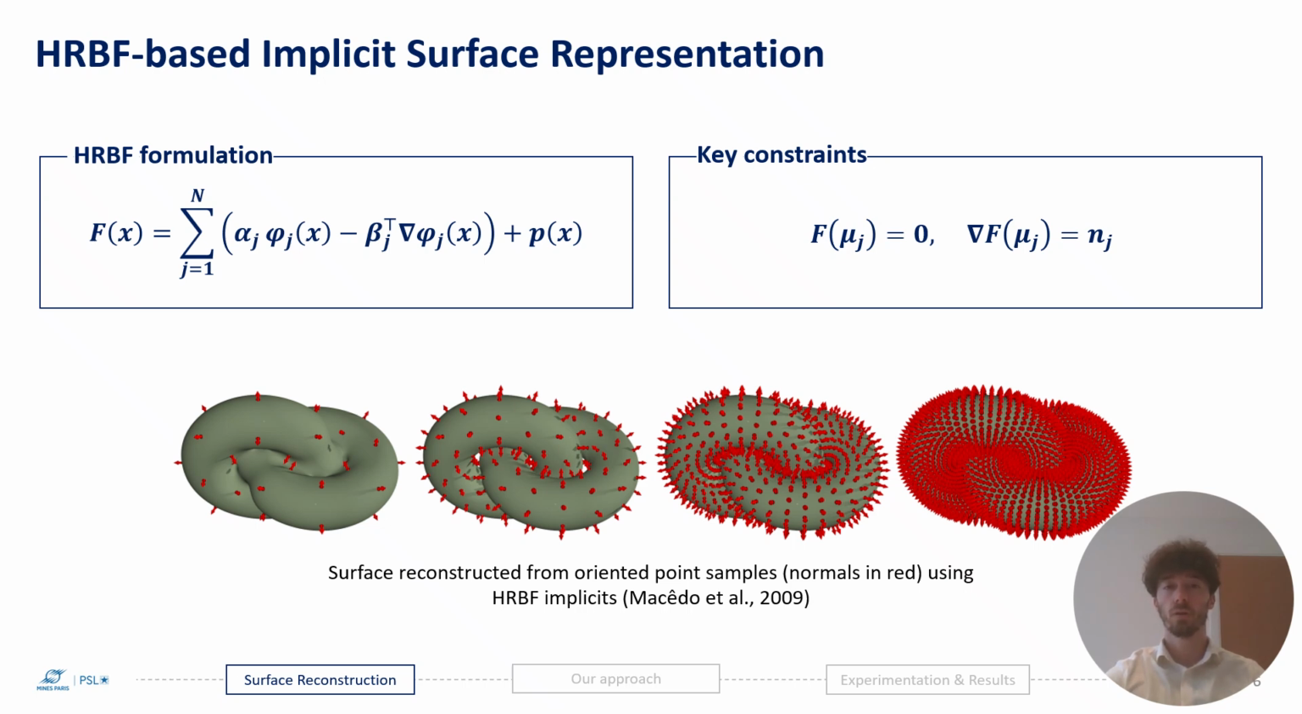More precisely, for each sample point mu, we enforce two conditions. The point must lie on the surface, meaning f of mu equals 0, and the gradient of the function must match the observed normal direction, so that the gradient of f is equal to the normal. These Hermite constraints provide much stronger geometric information and typically lead to smoother and more accurate reconstructions. The examples at the bottom illustrate this process. Starting from a sparse set of oriented point samples, shown with normals inwards, the HRBF formulation reconstructs a continuous implicit surface that preserves the underlying geometry.